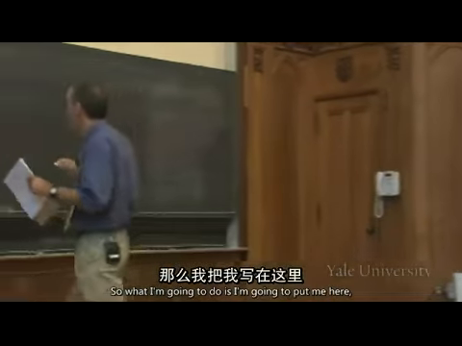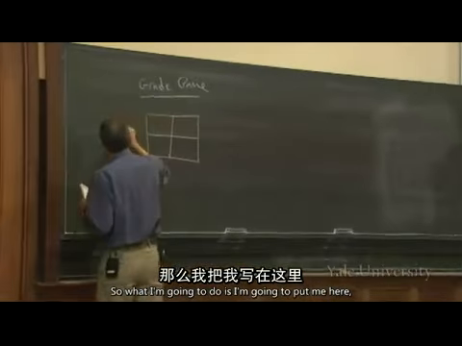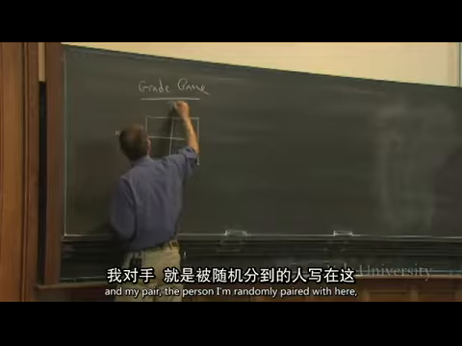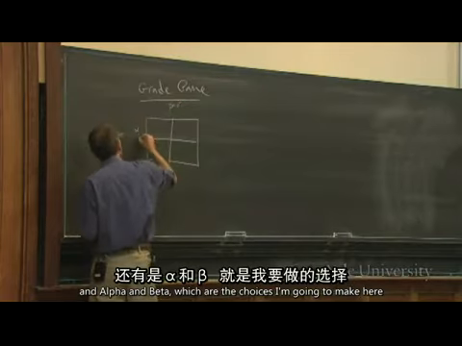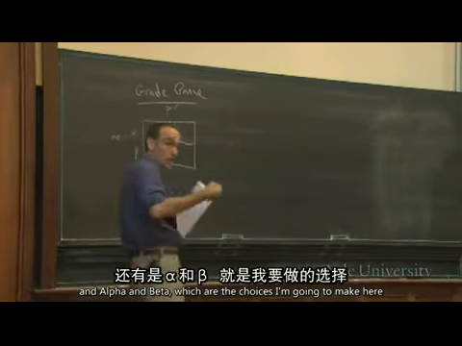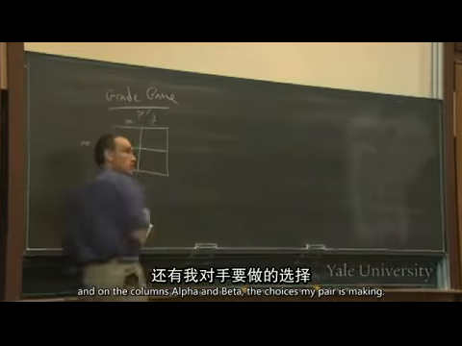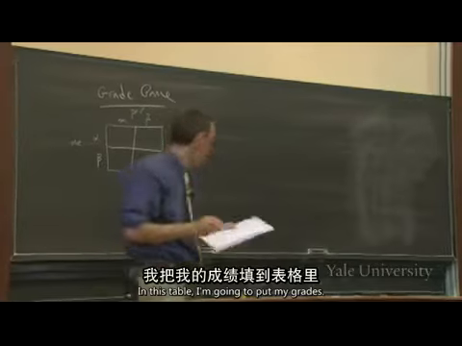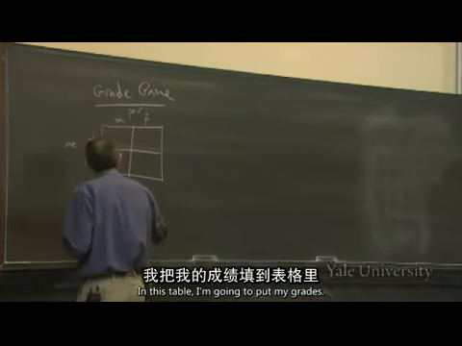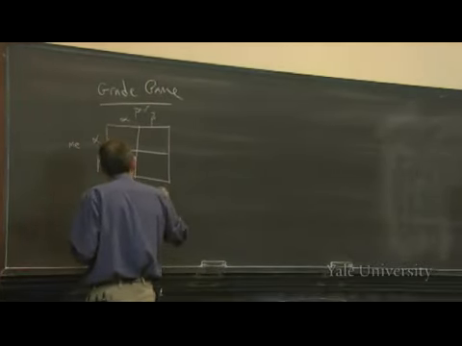Okay? So what I'm going to do is put me here, and my pair, the person I'm randomly paired with, here, and alpha and beta, which are the choices I'm going to make, on the rows, and on the columns, alpha and beta, the choices my pair is making. And in this table, I'm going to put my grades.